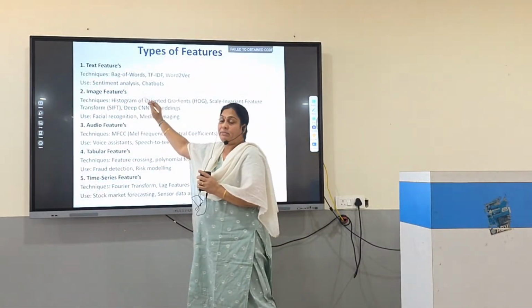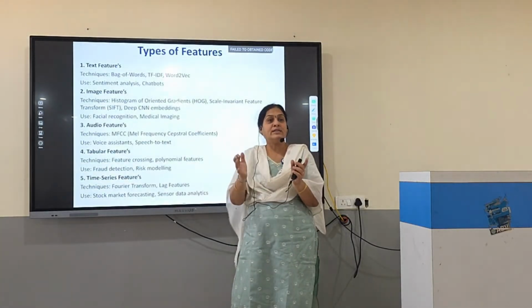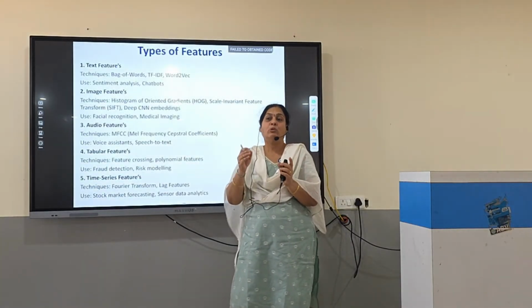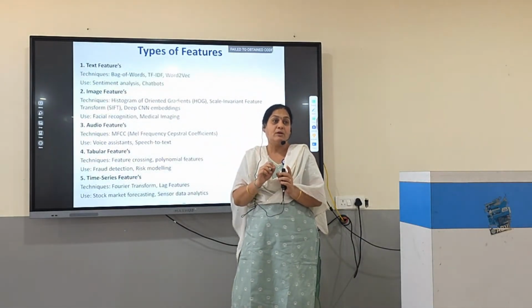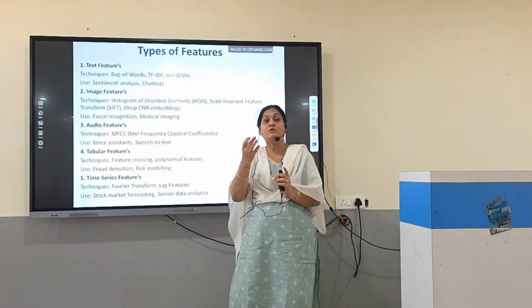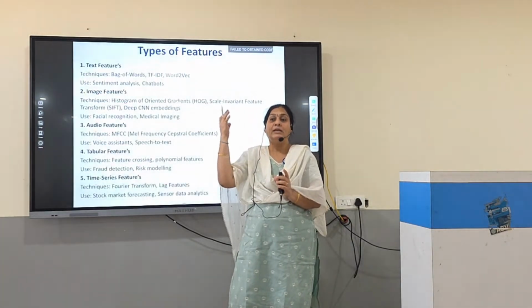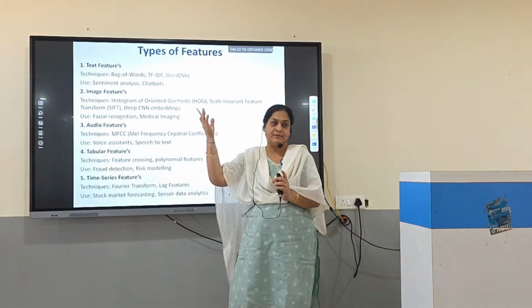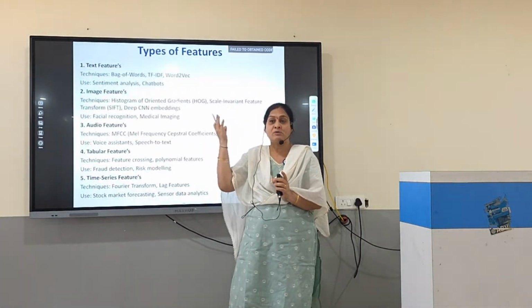So coming to the image features. For example, just now I was telling you, you are given some set of 1,000 images of various animals, and you want to predict which animal is there in that particular picture. So for that also the machine has to understand the features. What are the different types of features for an image? They will differ from the image features of a text. So for different types of data, you may have different types of features.